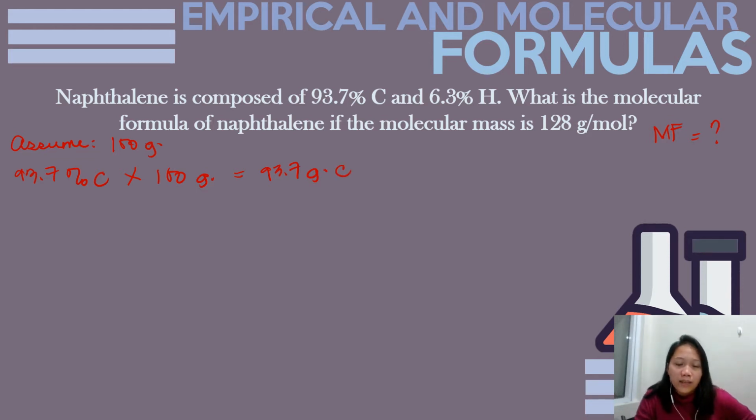Next is, of course, to identify your hydrogen. So, you have 6.3% of hydrogen times 100 grams because we assume that there's 100 grams of your substance. So, you will also have 6.3 grams of hydrogen. Mind you, people, baka kasi nagsosolve kayo ngayon tapos bakit mali yung nakukuha ko?